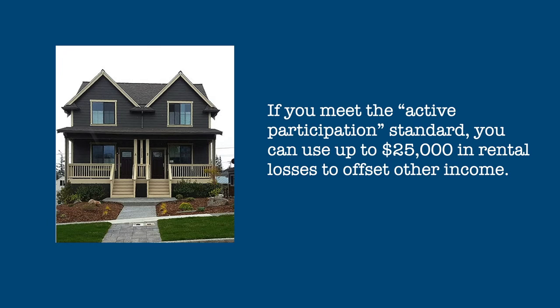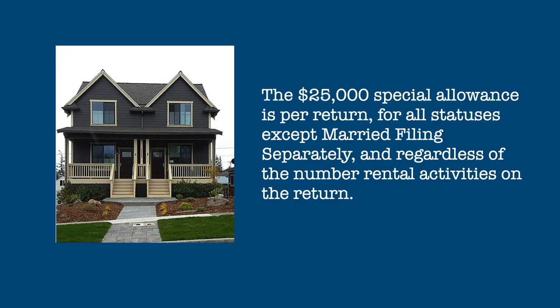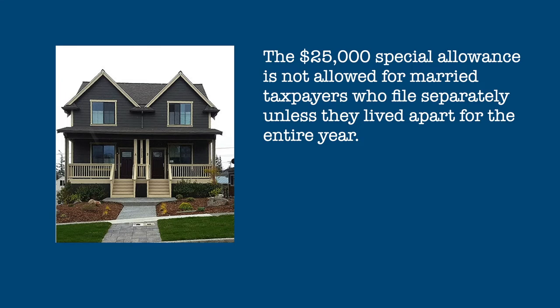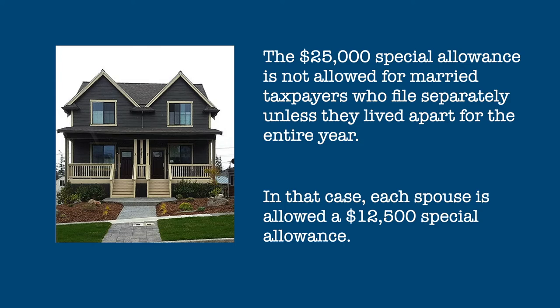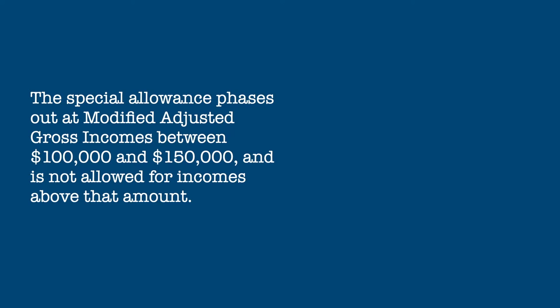If you meet the active participation standard for rental real estate, you can use up to $25,000 in rental losses to offset non-passive income. This $25,000 special allowance is per return for all filing statuses except for married filing separately, regardless of the number of real estate rental activities on the return. The special allowance is not allowed for married taxpayers who file separately, unless they have lived apart for the entire year, in which case each spouse receives a $12,500 special allowance. This allowance also phases out at modified adjusted gross incomes between $100,000 and $150,000 and is not available to taxpayers with incomes over that amount, again, regardless of filing status.